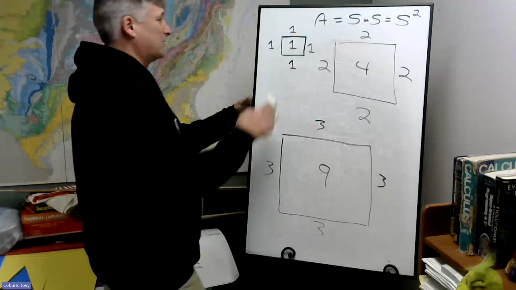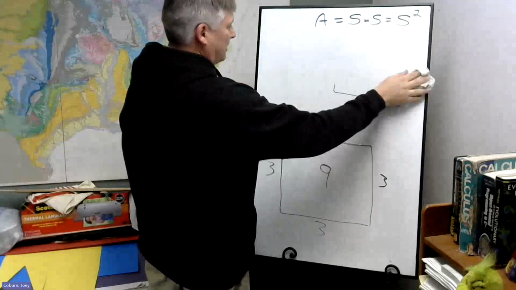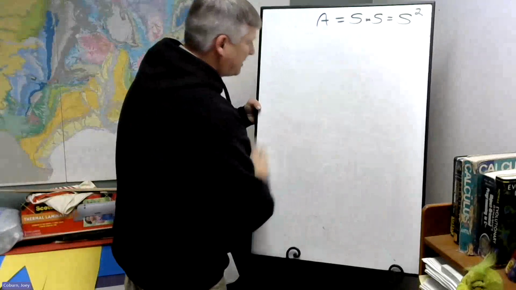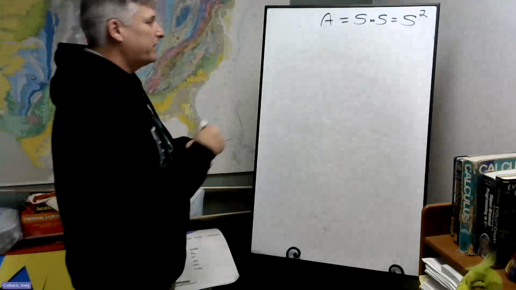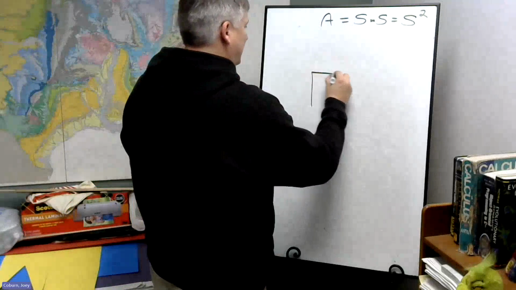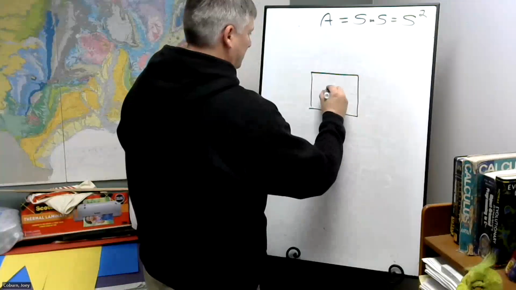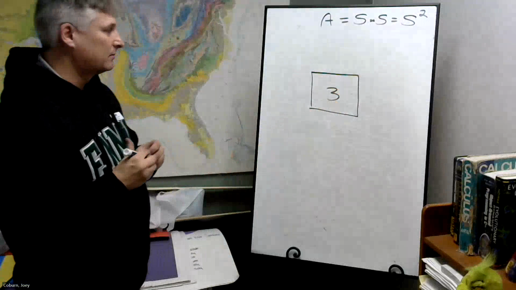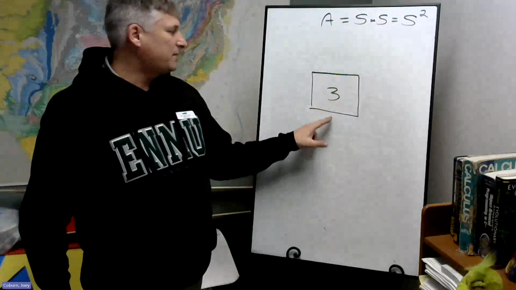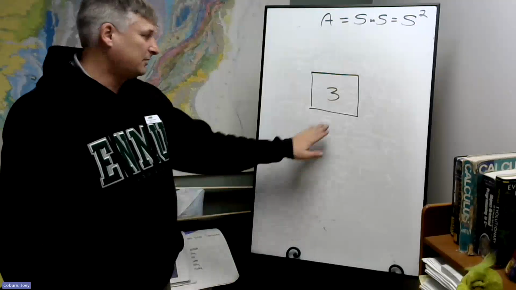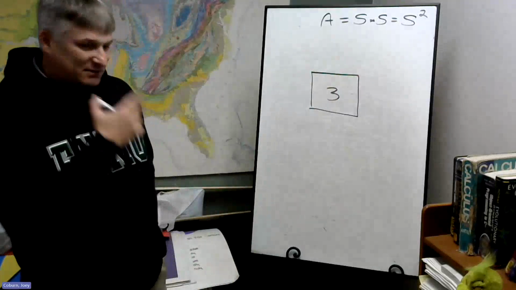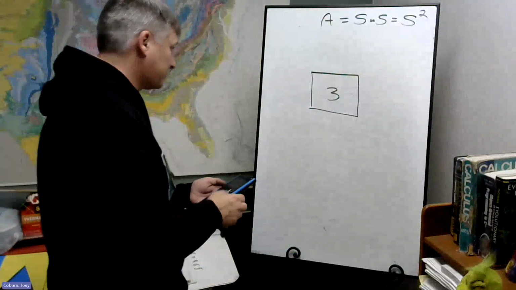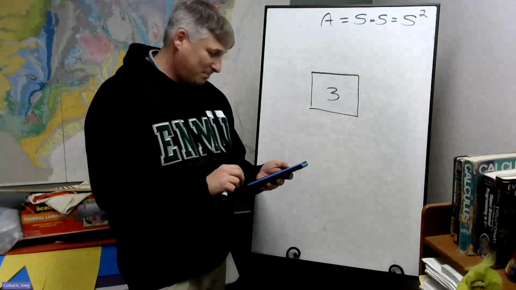So here's an interesting question. You notice that the area of these squares went 1, 4, and 9. Well, what if I had a square where the area was 3? What would be the length of that? And the length of this would also be the length of all these other ones. Well, it turns out, and let me get my calculator, there is an answer for that, but it's a bit tricky.